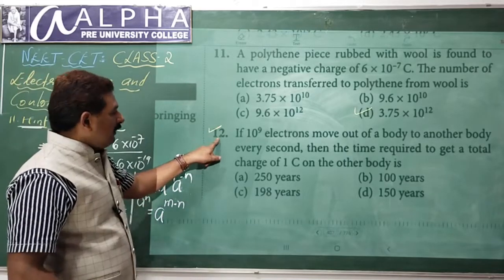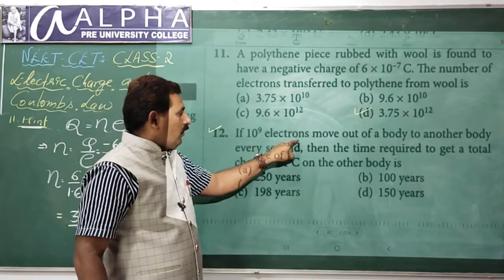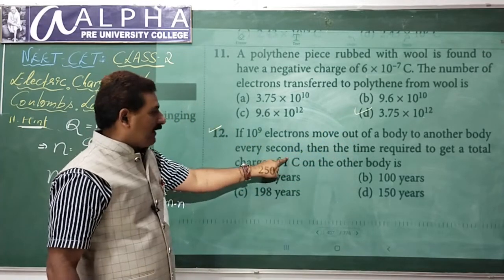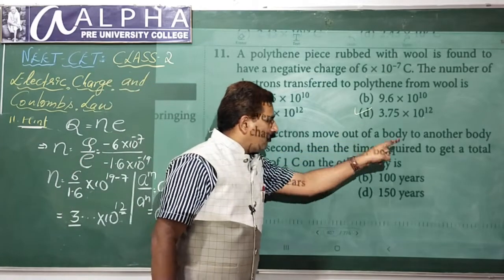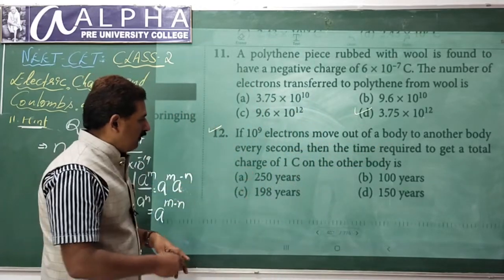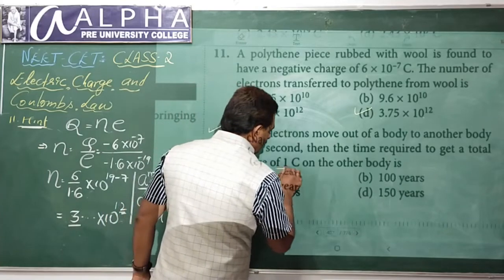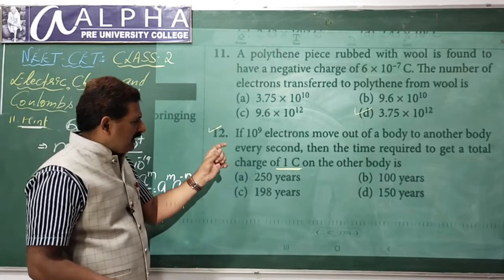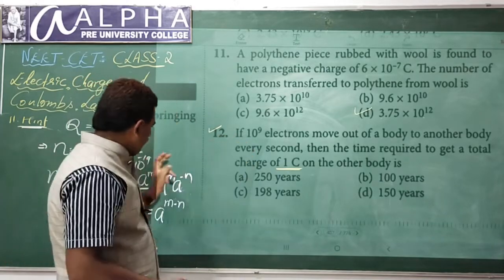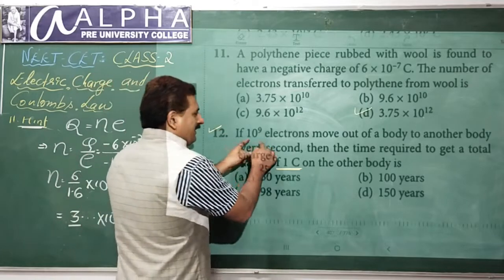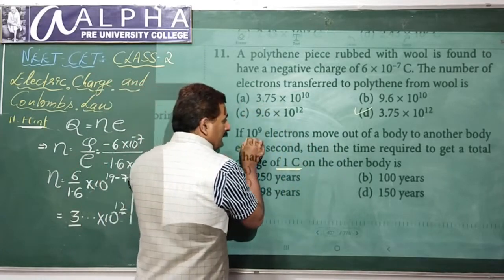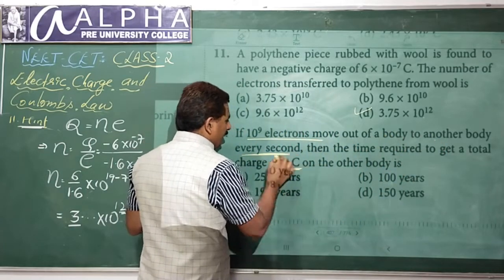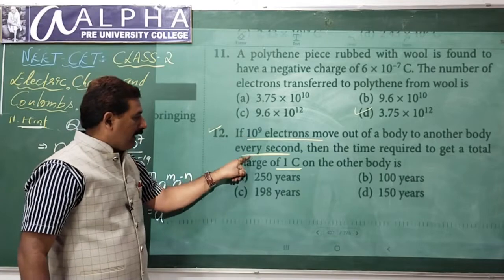In question 12, if 10 power 9 electrons move out of a body to another body every second, then find the time required to get a total charge of 1 coulomb on the other body. He has given charge here too, but he changes the data slightly compared to the previous one. Read this and remember correctly. 10 power 9 electrons move out from a body every second. What is given? 10 power 9 electrons per second.